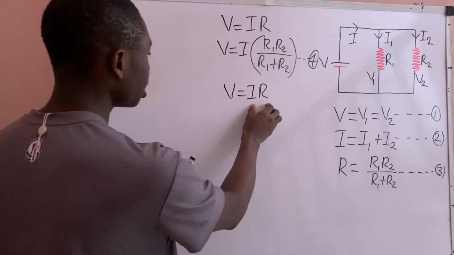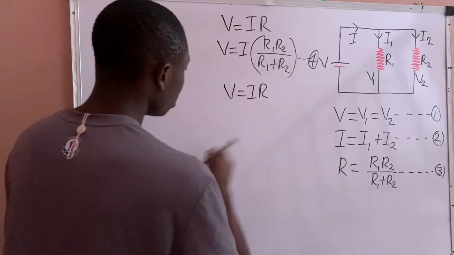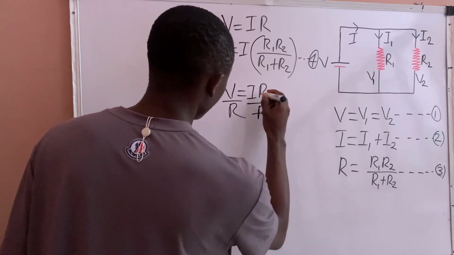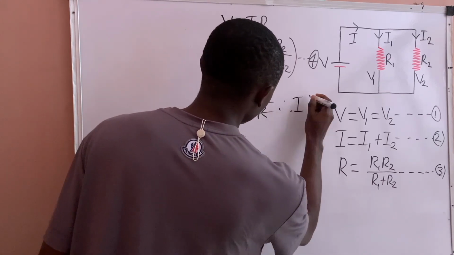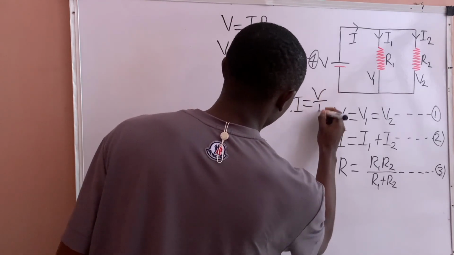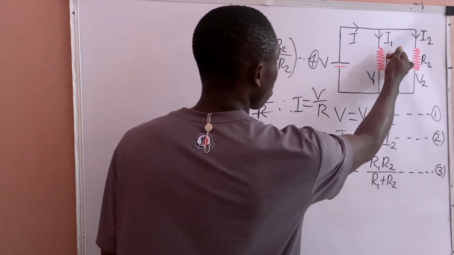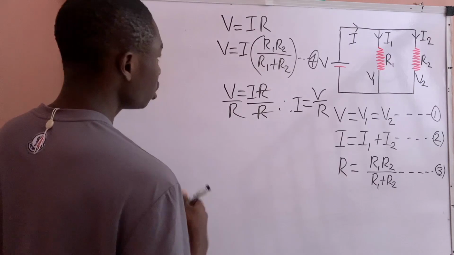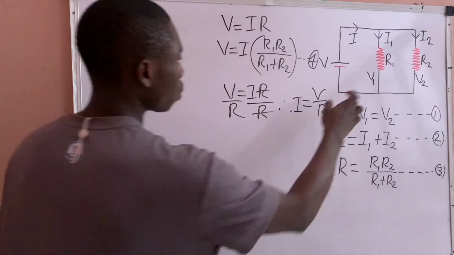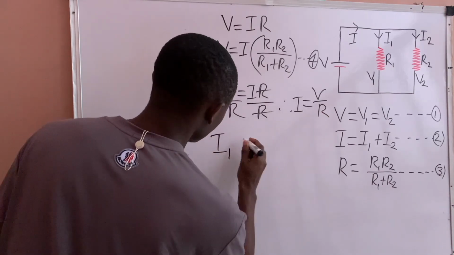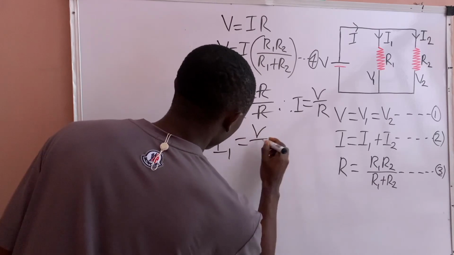So we divide both sides by the coefficient of I, which is R. Divided by R, it will take away R. So therefore, I will now equal V all over R. So with respect to this, we can now find the value of I1 and I2. The current that will flow through resistor R1 will now be I1, and with respect to this, it will be equal to V all over what?